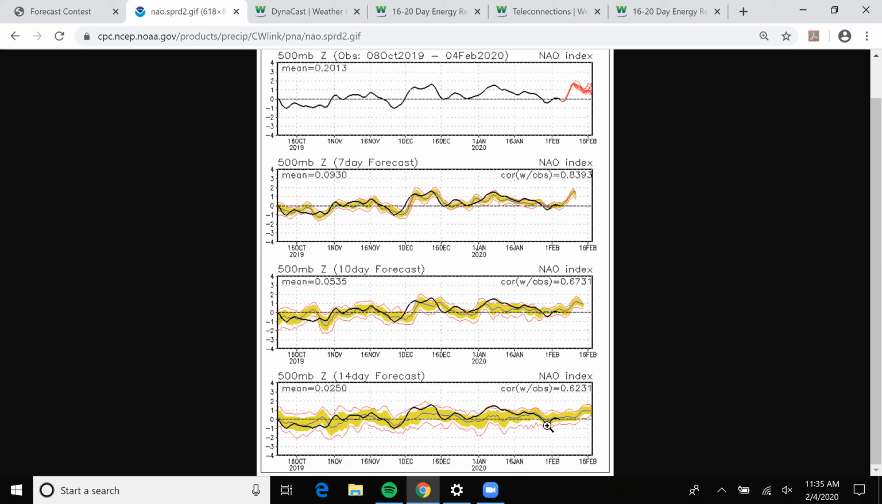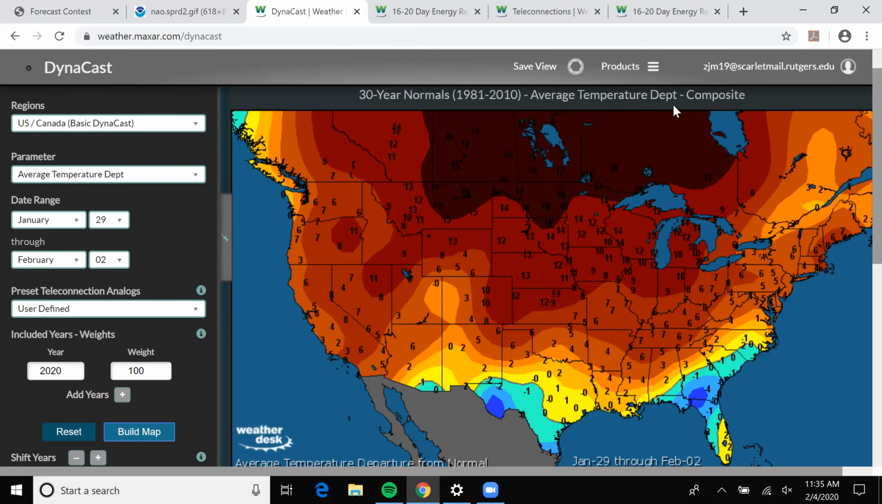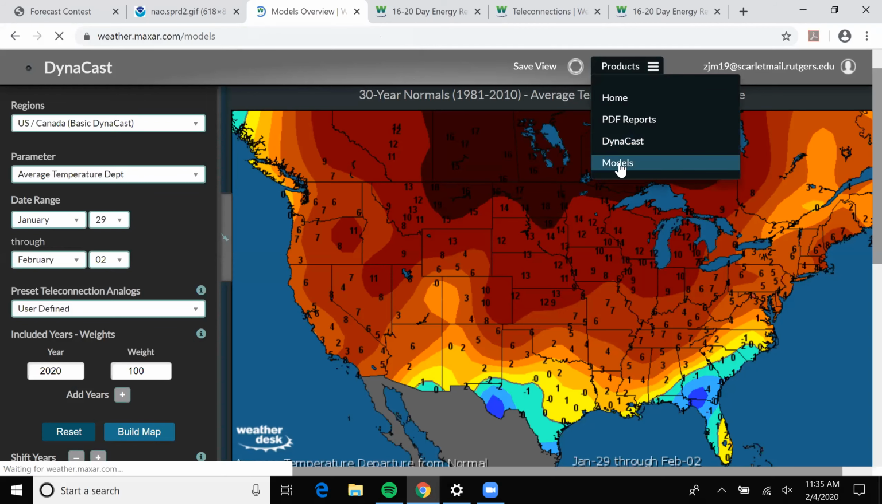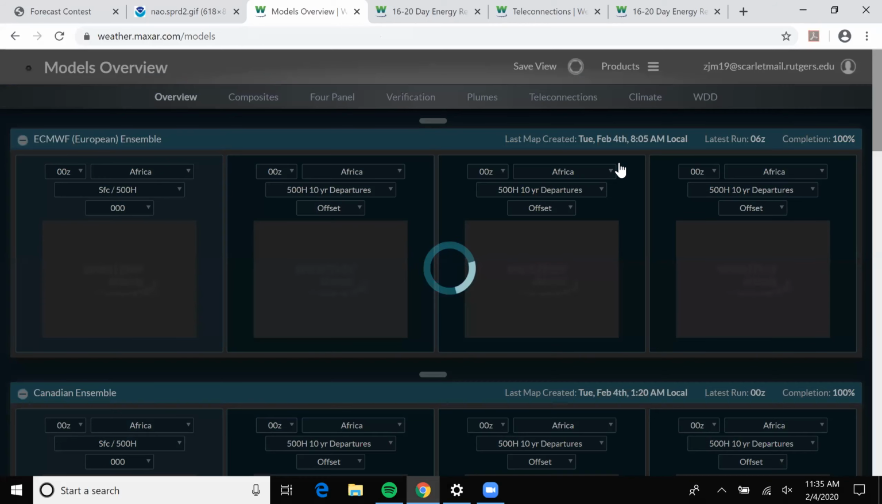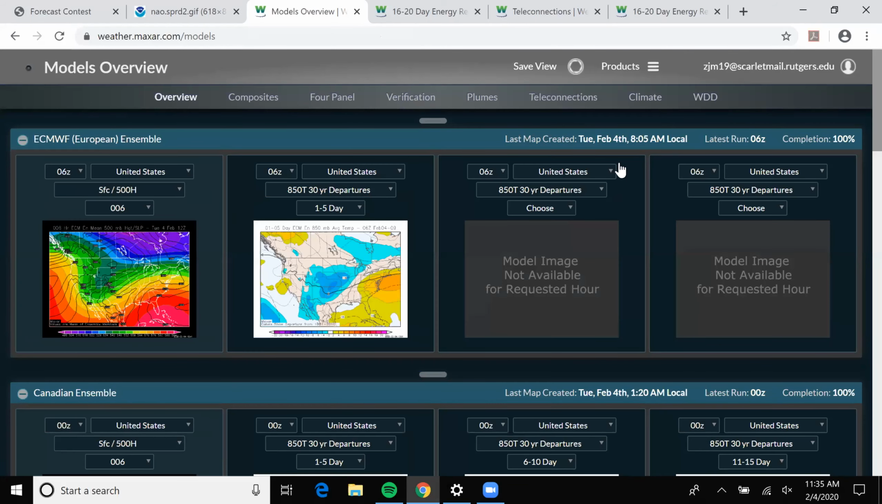You were talking about where I would pull up what the forecast for next week is looking like, a couple days out. You mean the Maxar reports? No, you were talking about how you already knew that next week was going to come in warm. Right. So what I did is I went to the Dynacast.